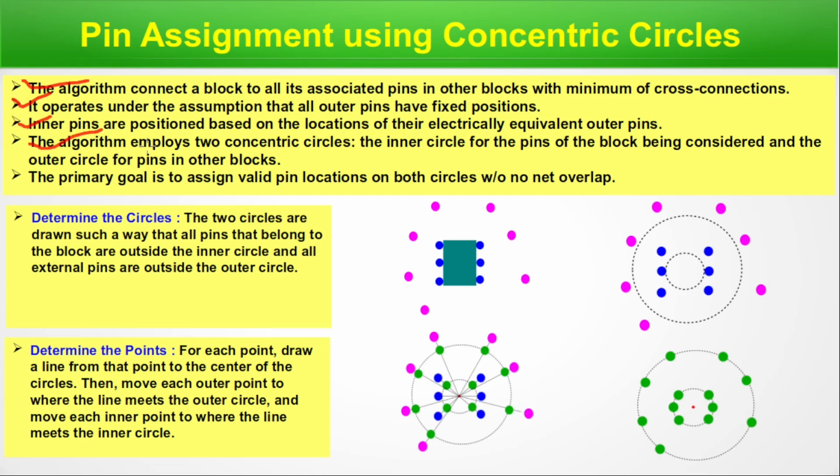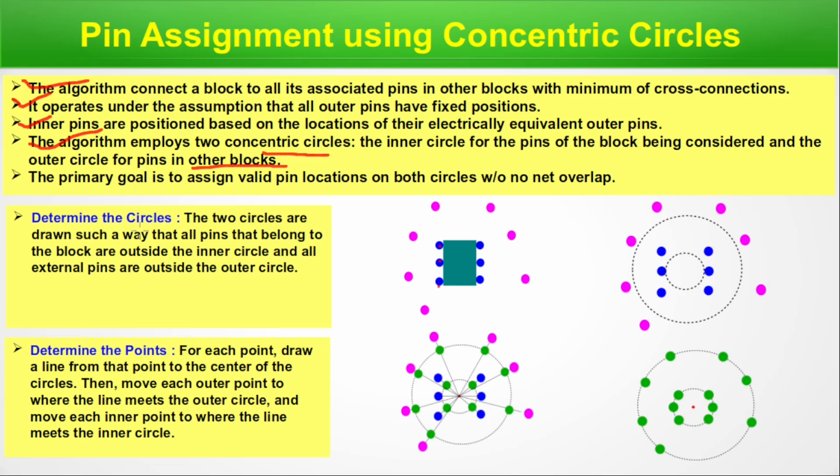The algorithm employs two concentric circles. That's why it is called the concentric circles method. The inner circle is for the pins of the block being considered, and the outer circle is for pins of the other blocks. The primary goal is to assign valid pin locations on both circles with no net overlap. So if that is the block, these are the inner pins and these are the outer pins.